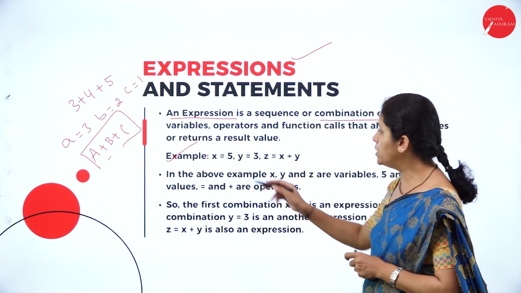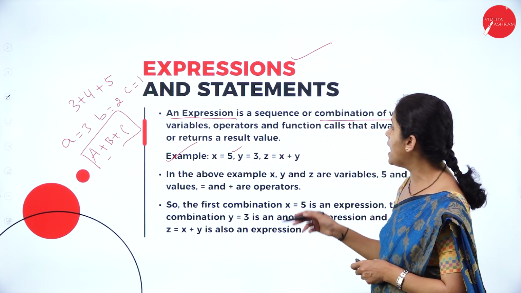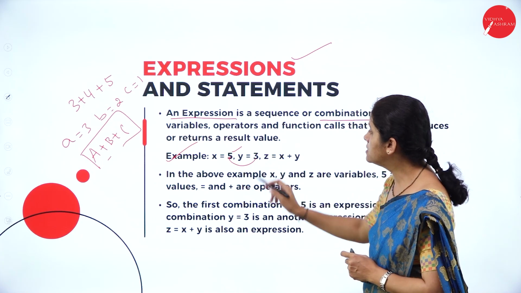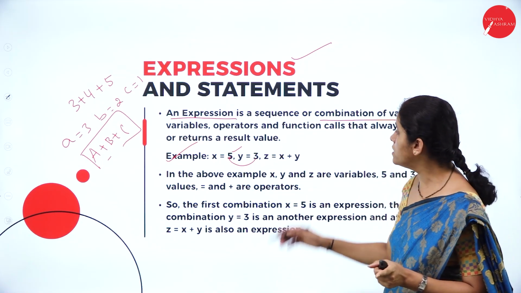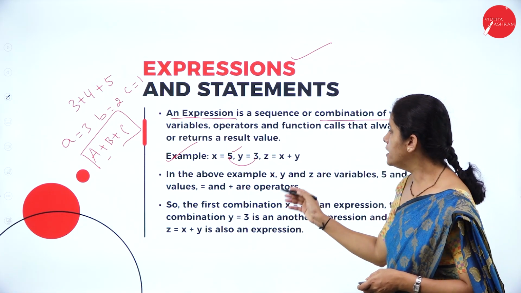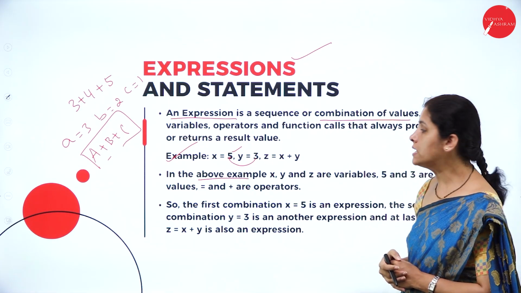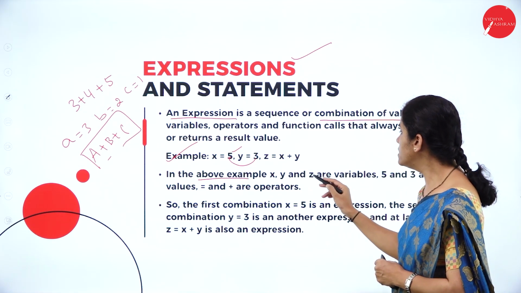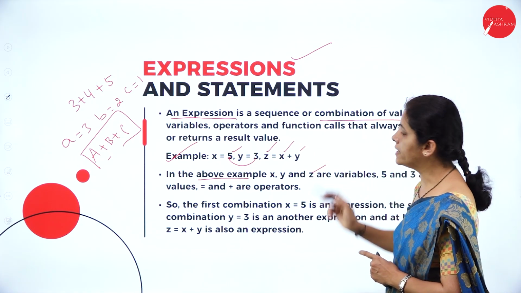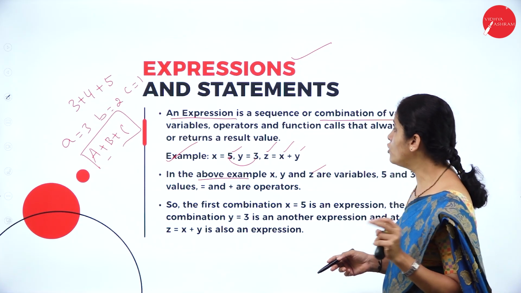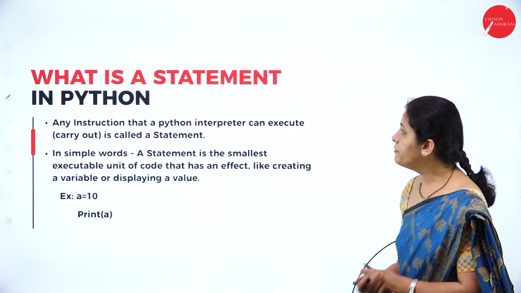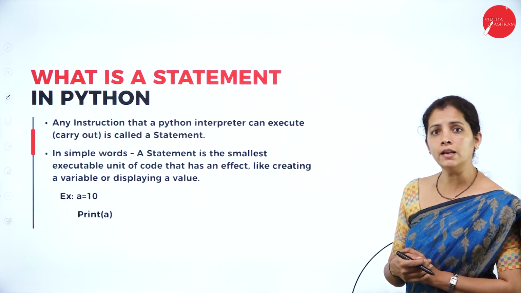Example, x equal to 5, y equal to 3, and if I write z equal to x plus y, so 5 plus 3 is 8. So what is the value of z? Z is nothing but 8. So here in the above example, x, y and z are the variables, followed by the operators like plus and equal. Okay, fine. Then what is a statement in Python?